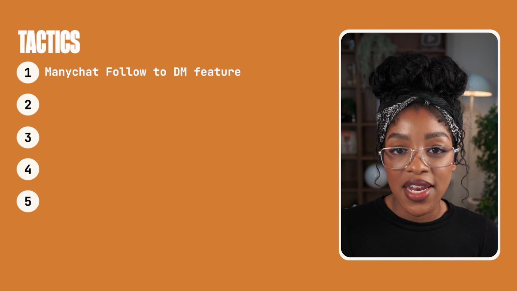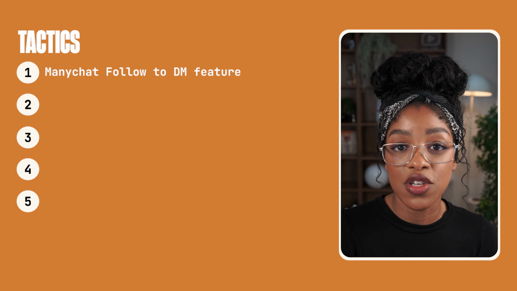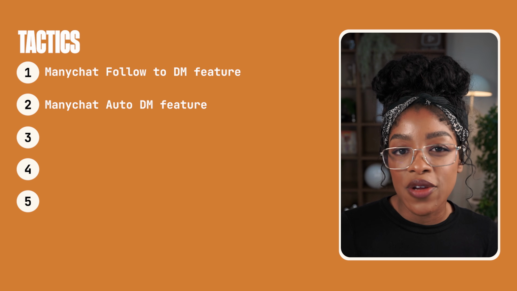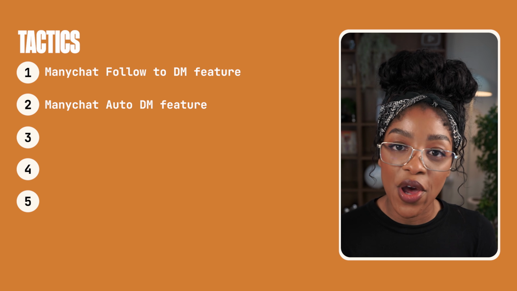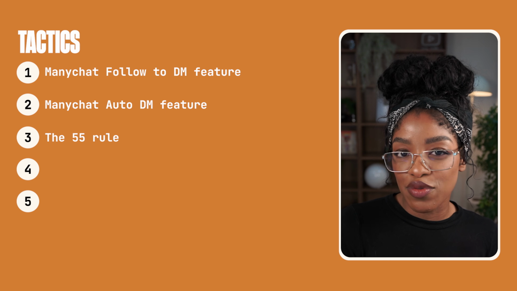Let's talk about the ones that I'm going to be using. Of course, I'm going to be using the ManyChat tactic that I just spoke about. So that strategy that I just shared when it came to welcoming new followers using their new feature. I'm also going to use their auto DM feature where people comment under a post and get sent a link automatically. The next tactic I'm calling the 5-5 rule. I just made it up.